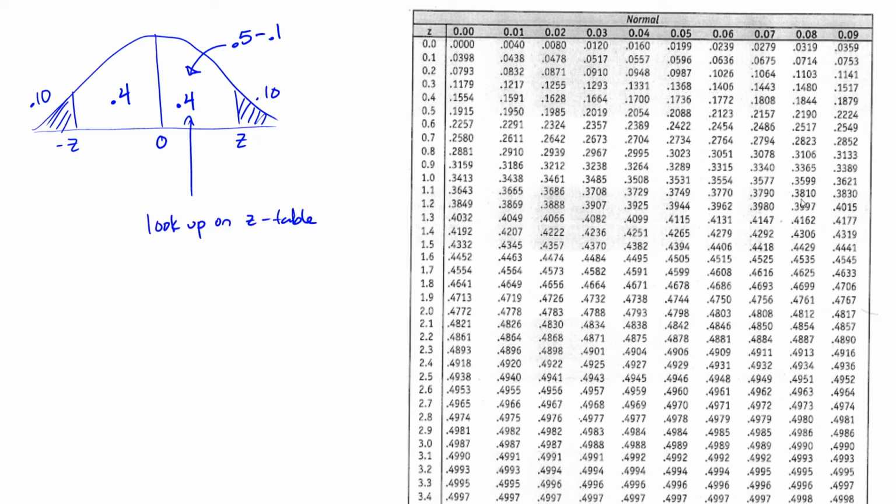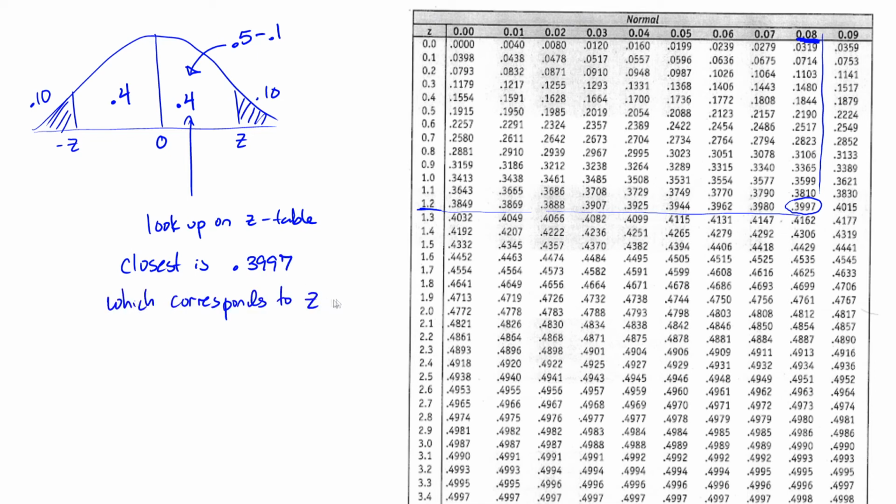So the closest thing that we can find to 0.4 is 0.3997. There's also 0.4015, but that's a little bit further away from 0.4. This is closer. So if you can't find the exact value, you want to pick the closest possible value that you can find. Okay, so the closest we found is 0.3997, which corresponds to z is equal to plus and minus 1.28, which is the same thing that we got before.